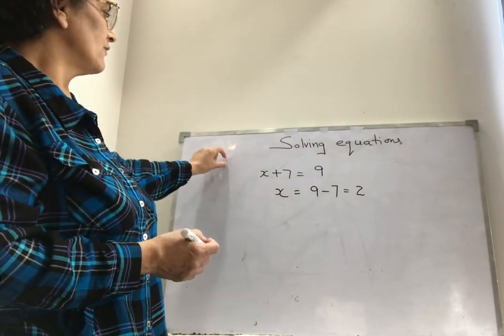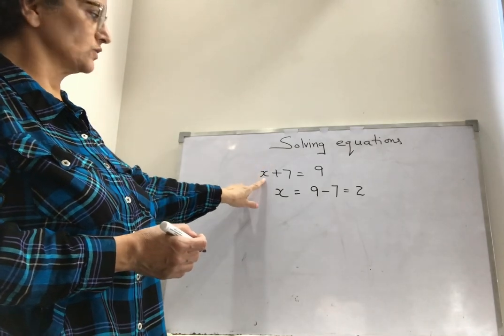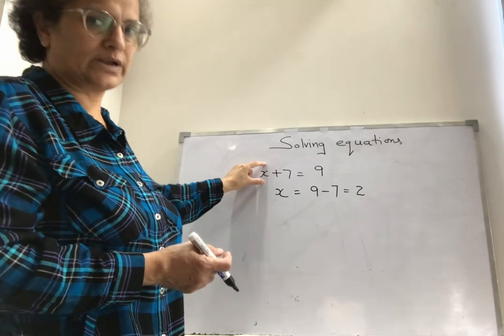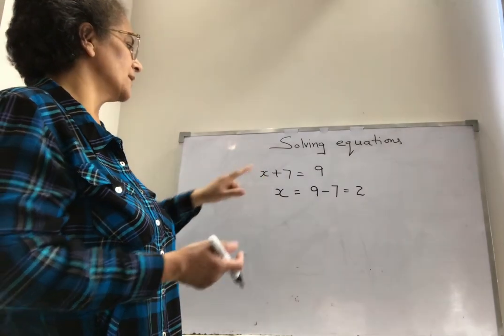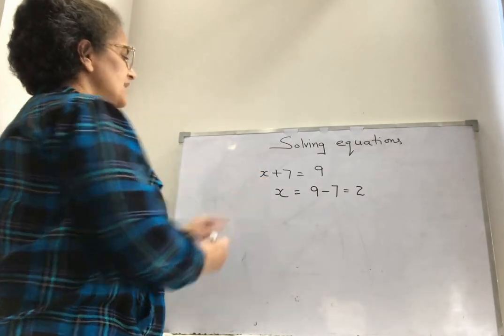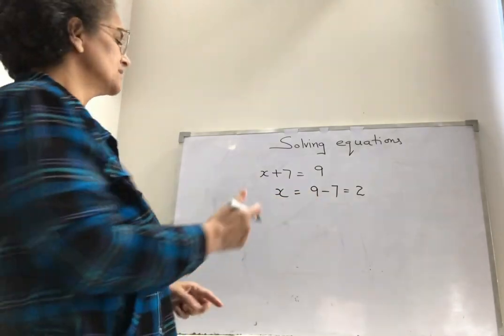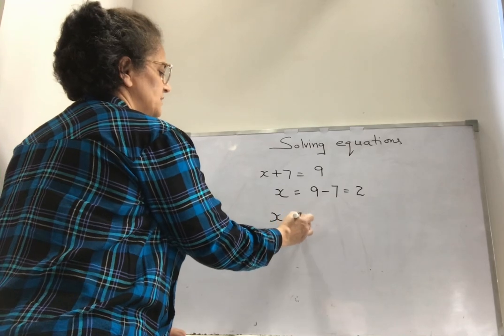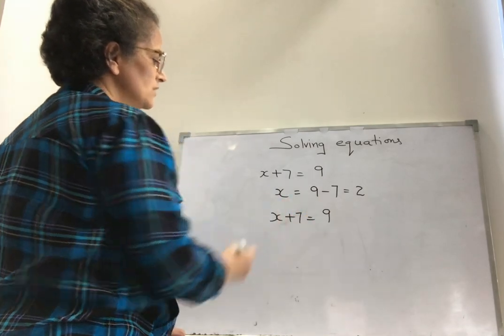Question will be find the value of x or solve for x. This variable can be any small letter. So let's understand why we have done this. So I am repeating this only. If this was x plus 7 equals to 9.